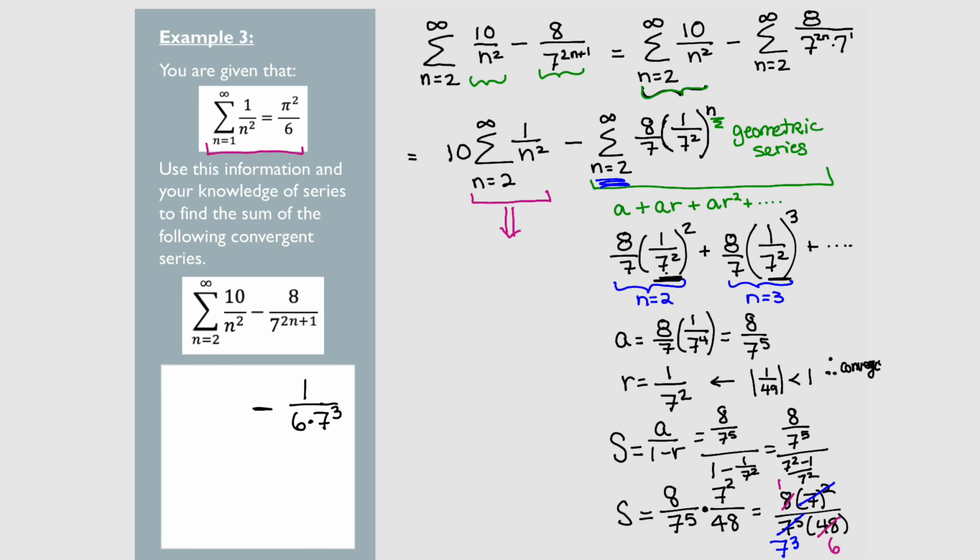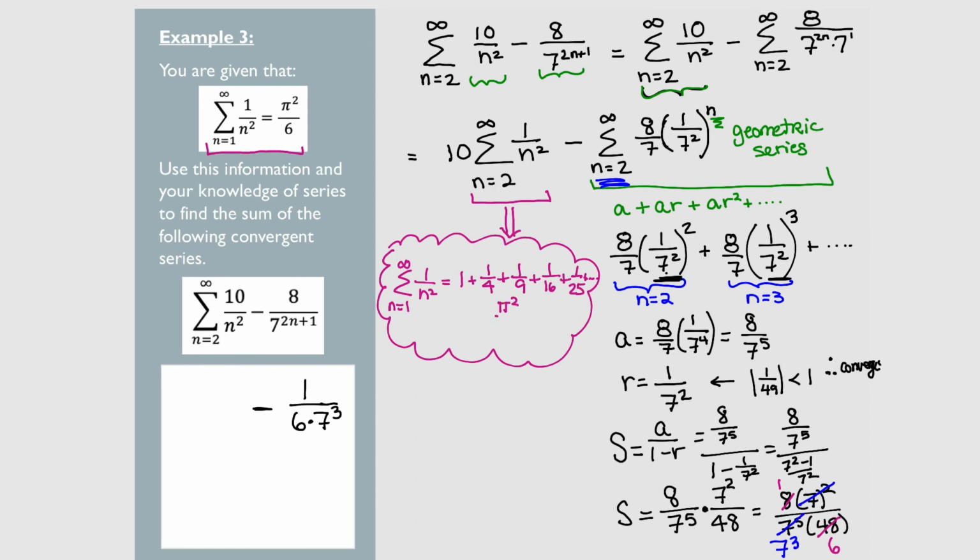Okay, now the other piece. Let me do a little thought bubble because I need to think this out a little bit. So I know that the summation n equals 1 to infinity of 1 over n squared is 1 plus 1/4 plus 1/9 plus 1/16 plus 1 over 25. Notice I'm just putting numbers in for n, and I'm listing out all my terms. And I'm told that whole summation is pi squared over 6.